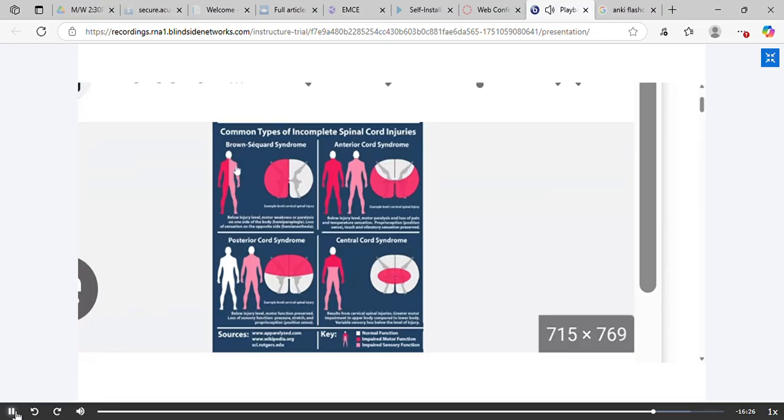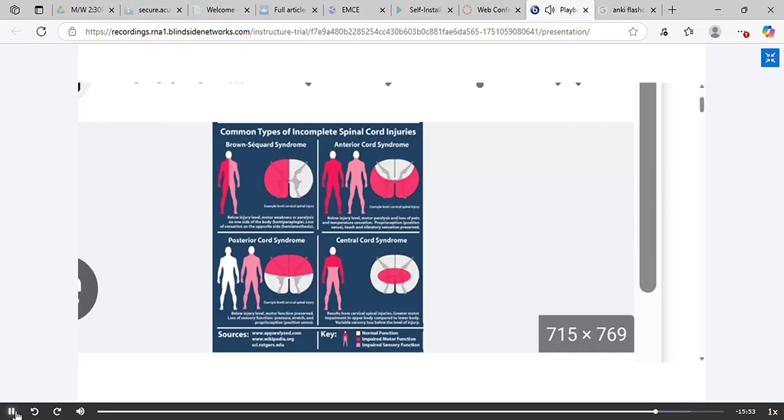Okay, which is odd. They can move their left side, but they can't feel their left side. An anterior cord syndrome, remember anterior means front. So the front part of the cord is actually harmed. A lot of times this will happen with hyperflexion injuries, right? When we flex or move forward and it crunches the front part of your vertebral column. So it's an anterior cord injury.